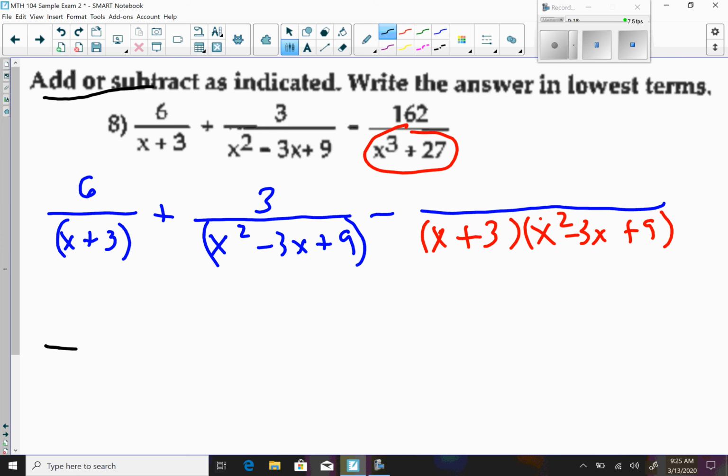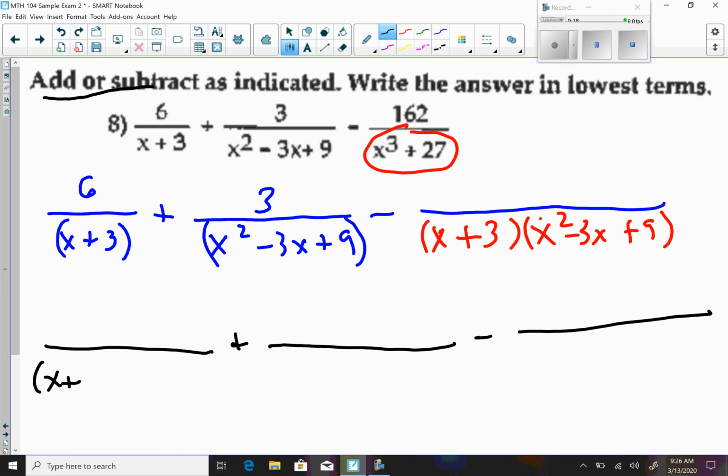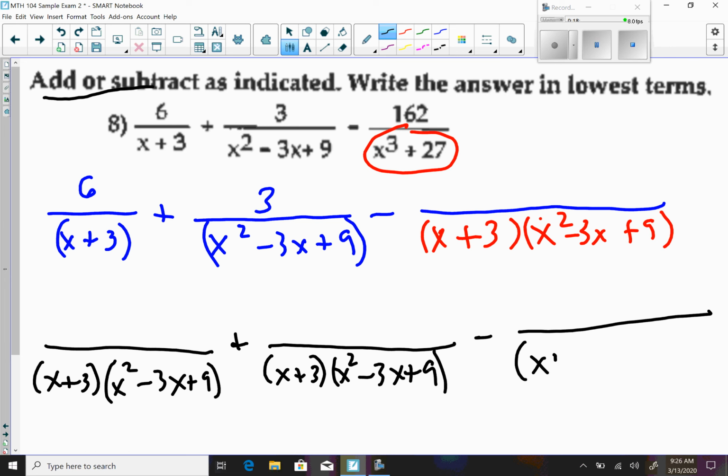So under this line plus, under this line minus, under this line. Under each line, I'm going to write the common denominator, which will include x plus 3, because x plus 3 appears here and here. But the common denominator will also include x squared minus 3x plus 9, because that factor appears here and also here. The common denominator is x plus 3 times x squared minus 3x plus 9.